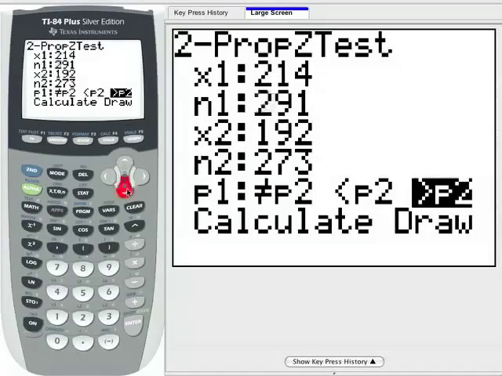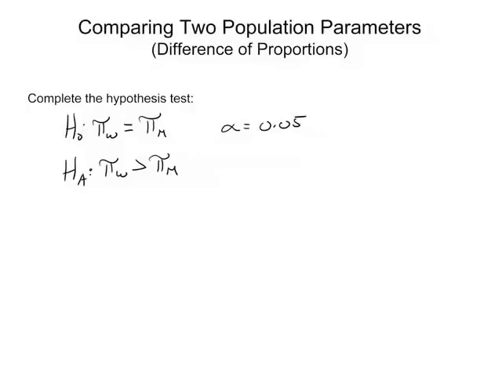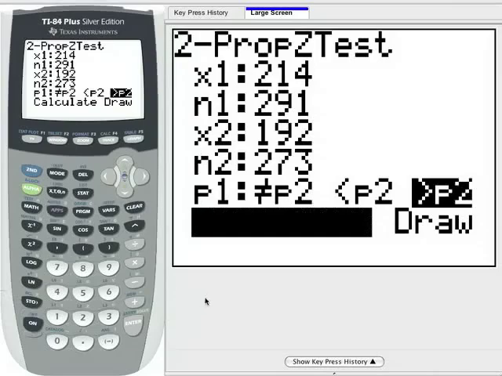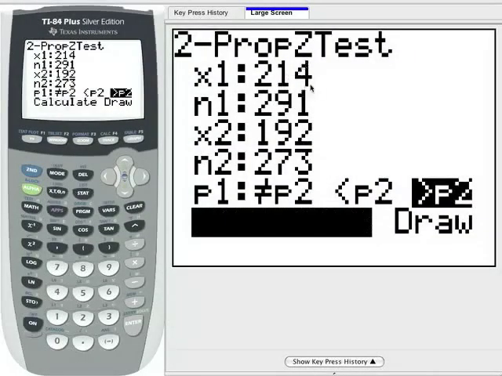But before we calculate, I'm going to point out one quick thing. It's extremely important that in my alternative hypothesis, I had women first and then men, left to right. So what I need to do is in my calculator, I need to have the women first. This is the women's proportion, then the men's proportion. Left to right, alternative hypothesis is top to bottom in the calculator.